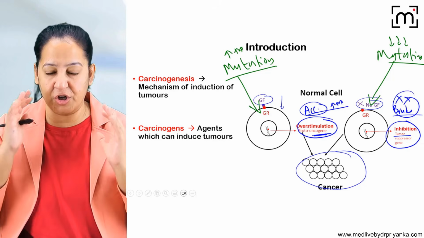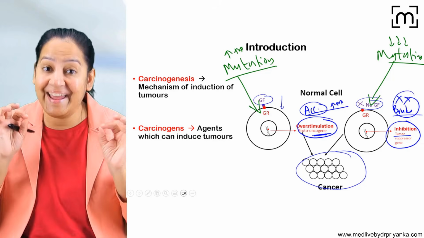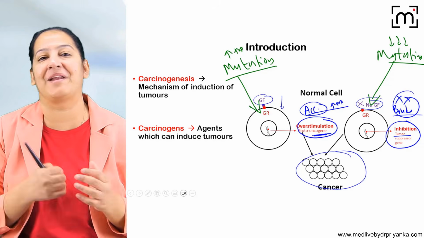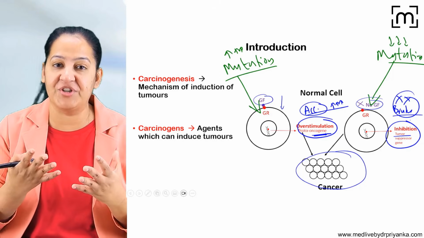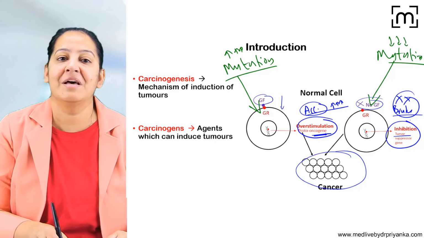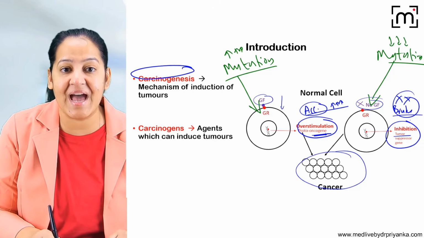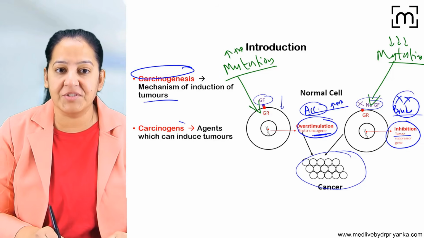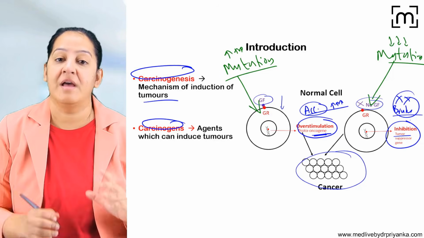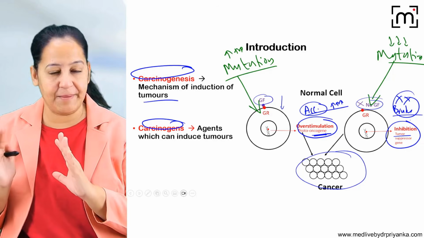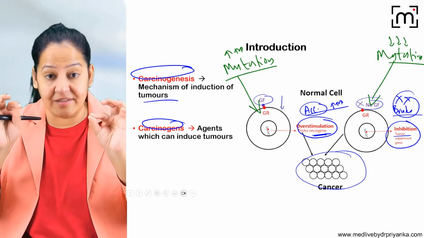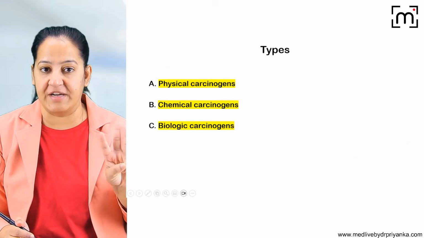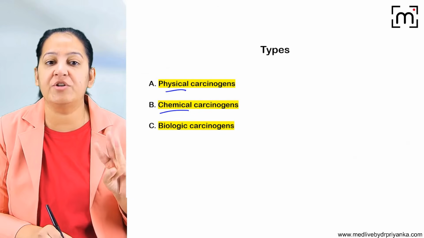You may have a question in your mind: who is causing this mutation? The agent which causes the mutation is known as a carcinogen. It can be a physical agent, a chemical agent, or a biological agent. And the mechanism of induction of the mutation is known as carcinogenesis. So basically, carcinogenesis is the mechanism by which the mutation occurs in the tumors, and carcinogens are the agents which cause the mutation. The gene can be a proto-oncogene, a tumor suppressor gene, or anything. But the agent which is causing the mutation in the gene is known as a carcinogen. And there are three types of carcinogens: physical, chemical or biological agents.